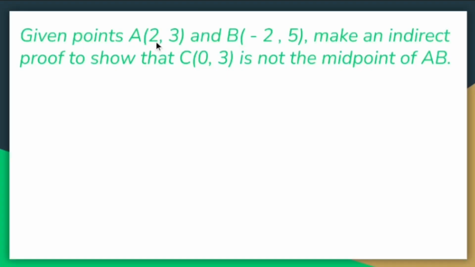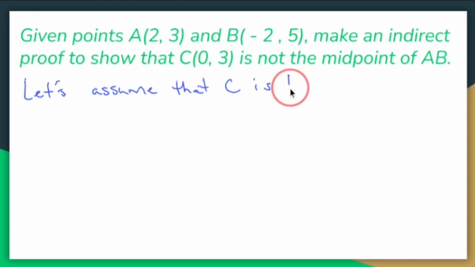Given points A, 2, 3, and B, negative 2, 5, make an indirect proof to show that C, 0, 3 is not the midpoint of AB. All right, so with an indirect proof, what you have to do is assume the opposite of the second part that you're trying to prove. So it says make an indirect proof to show that C 0, 3 is not the midpoint. Let's assume that C is the midpoint of AB.